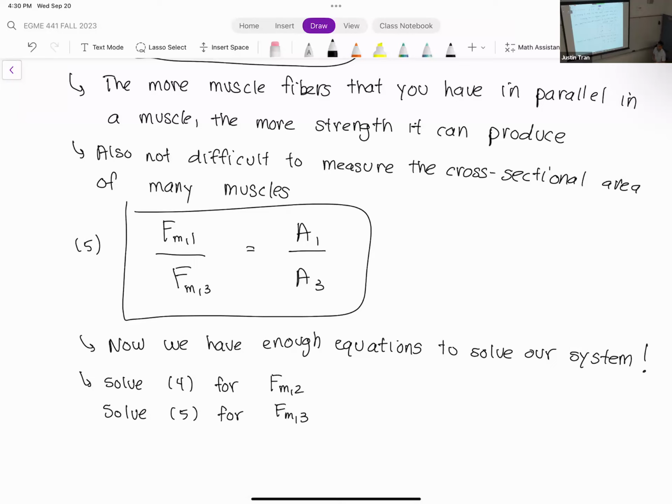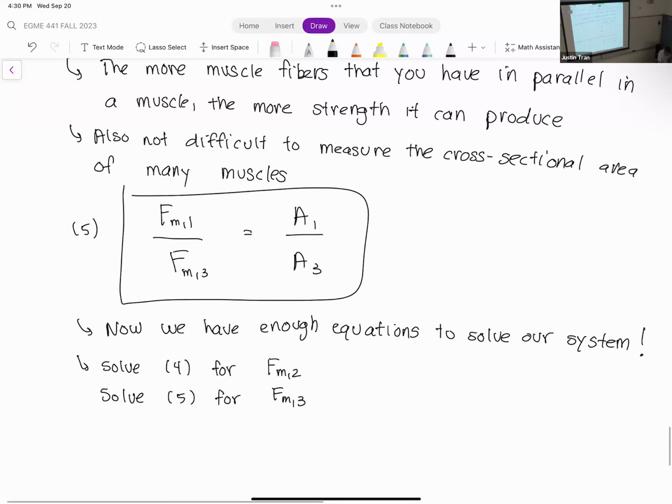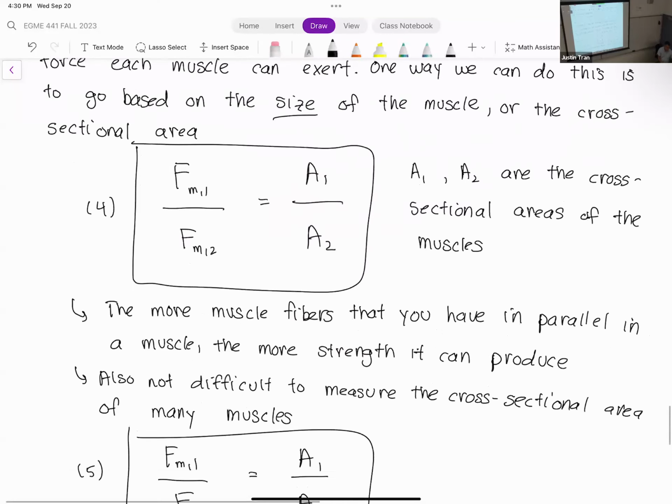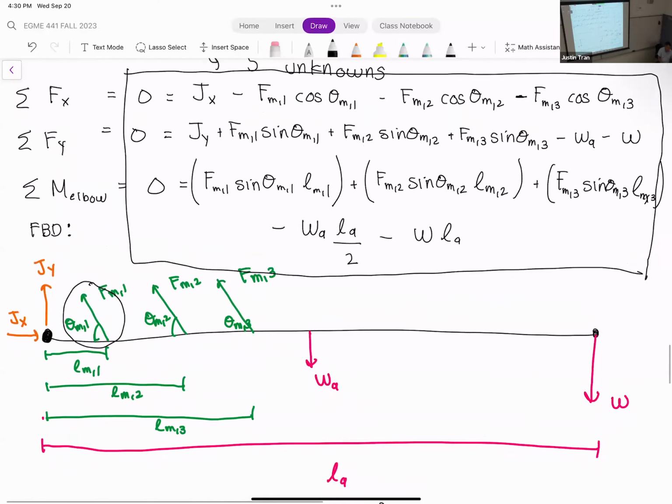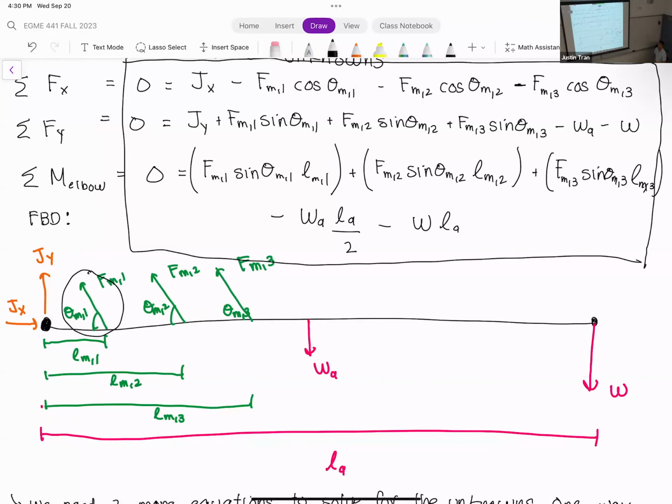Then you'll have explicit expressions for the muscle forces 2 and 3, and what you can then do is plug these back into equation 3. If you look at equation 3 here, equation 3 only had FM1, 2, and 3, so it doesn't have JX and JY. If you plug in the expressions for FM2 and FM3 there, you'll have just one unknown in that equation, which is FM1, and you can solve for it.